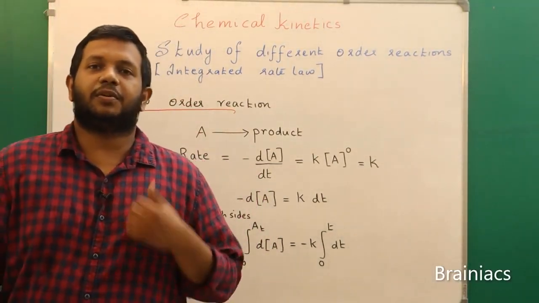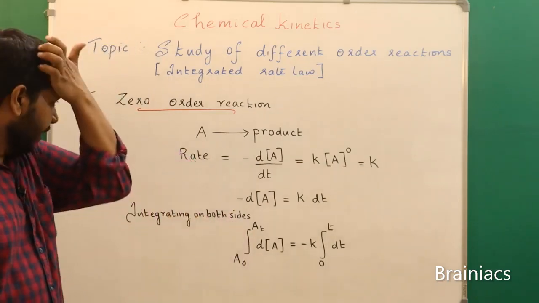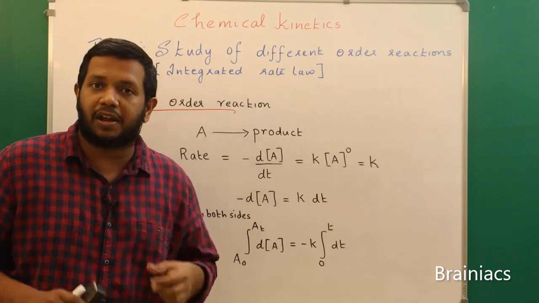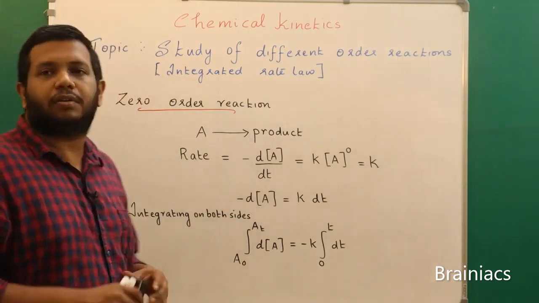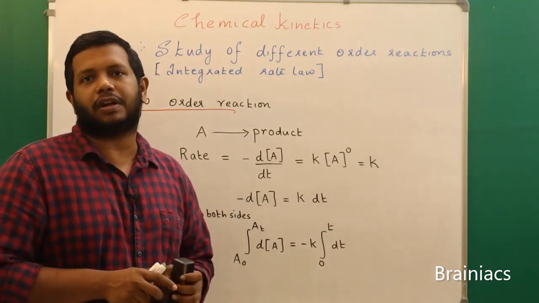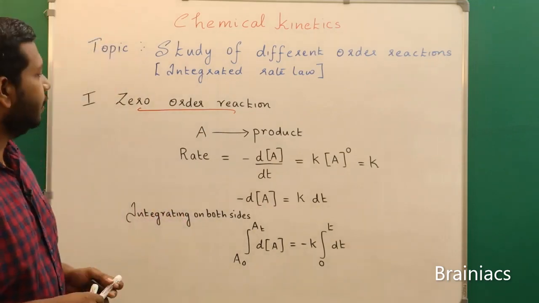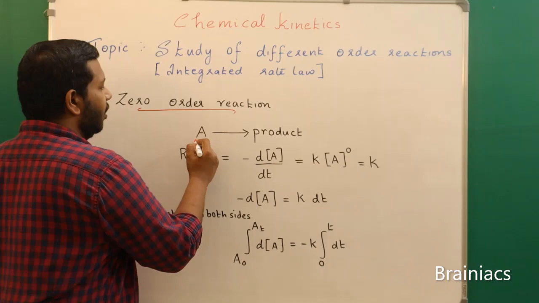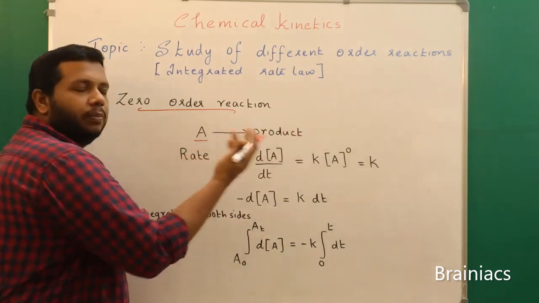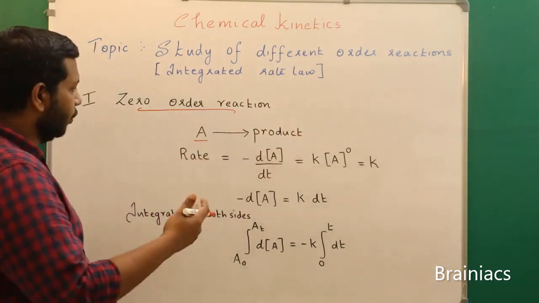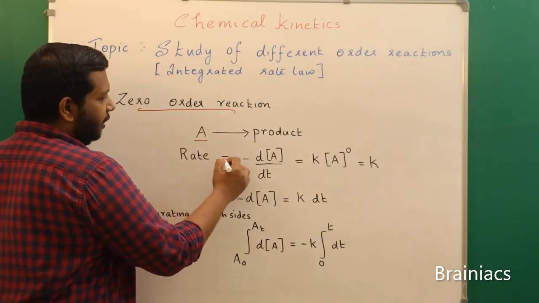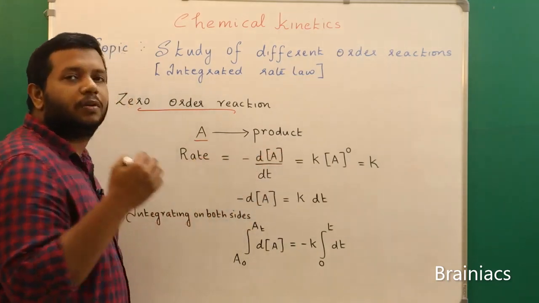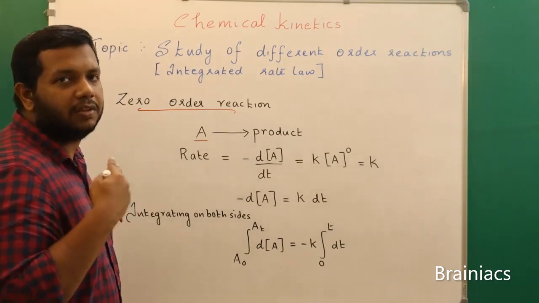Hi students, so we have seen what a zero order reaction is, its definition. Now let's try to derive the integrated rate equation from the differential rate law. Here we start with the reactant A, which is getting converted to some product. How will you write the rate law? Rate is equal to minus dA by dt. Why is minus coming? Because it is a reactant that will keep on decreasing.